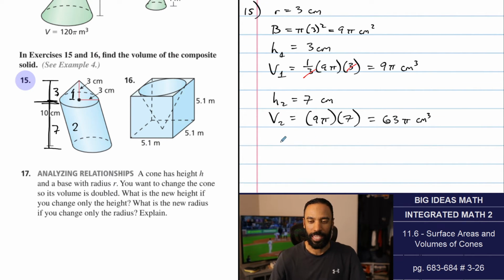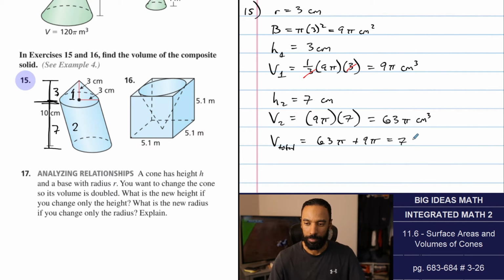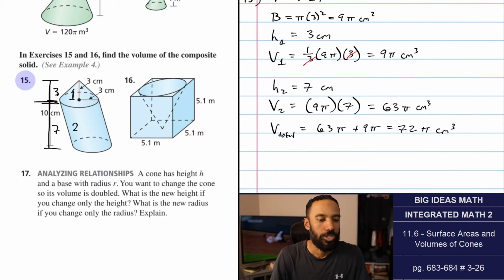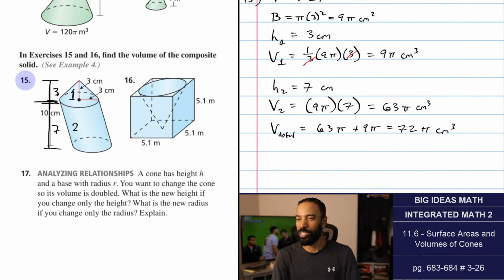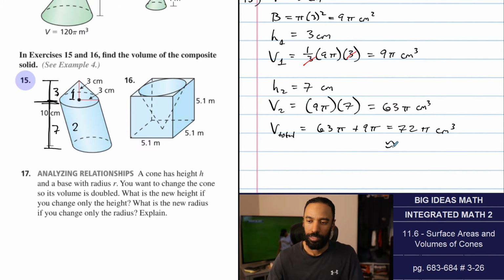I wish I didn't have to round at the end, but we'll go ahead and do it in the end anyway. The volume of the total, we add these two: 63 pi plus 9 pi, which is 72 pi. So in rounding, 72 pi is 226.19 cubic centimeters.